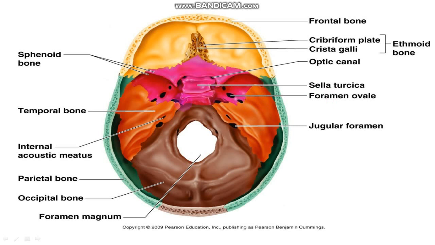All of this is covered by the outer layer of the dura mater, and the dura mater protrudes out of the skull through these foramina. The outer layer of the dura mater, which is the endosteal layer, protrudes out of the foramen and attaches with the sheath of the nerve which is coming out of this foramen.